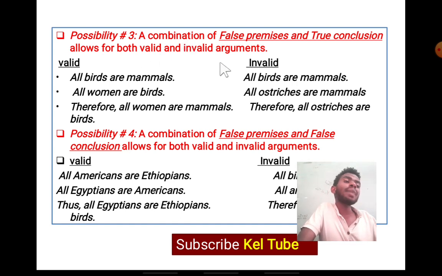All birds are mammals. It is a false premise. All ostrich are mammals. It is also a false premise. Therefore, all ostrich are birds. This is totally, you can see, an invalid formula.